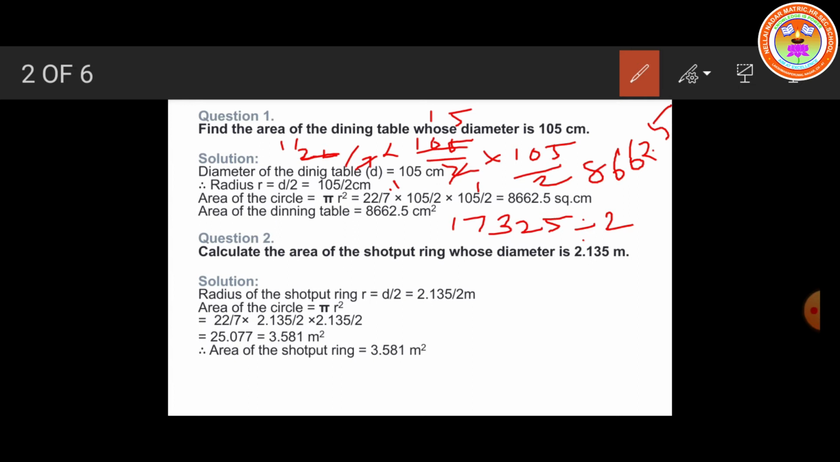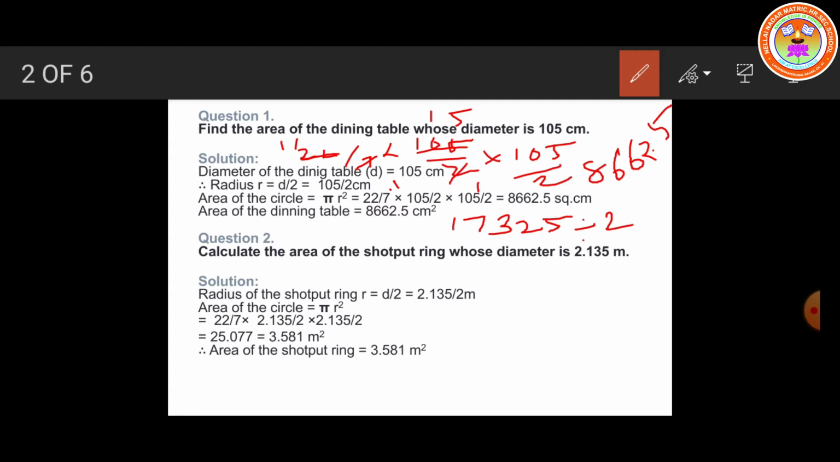You know the shot put ring is a circular shape, so you have to find the area of the circle. How do you find the area of the circle? Pi r square units is the formula. What is given in the problem? Diameter is given: 2.135 meter. How do you find r? r means half of the diameter, so 2.135 divided by 2.